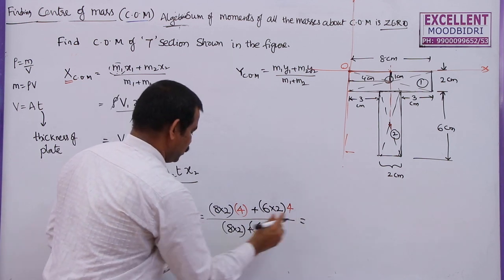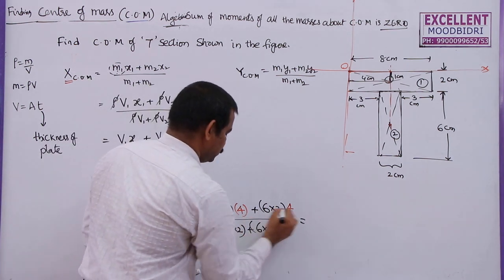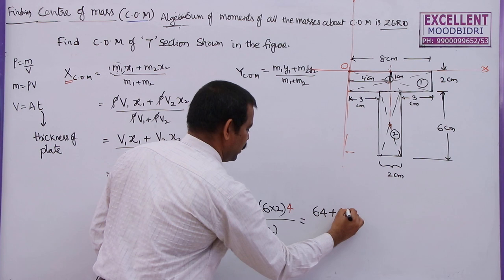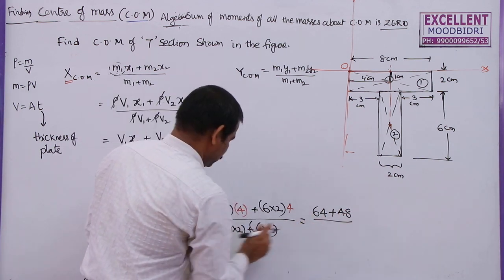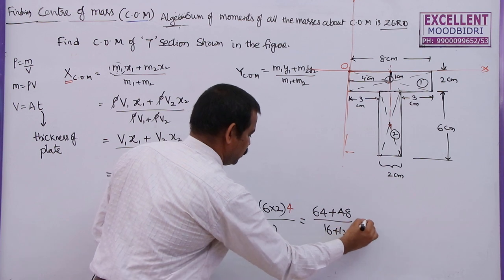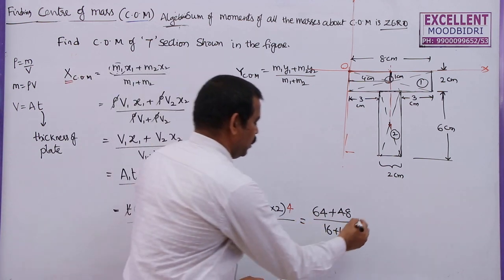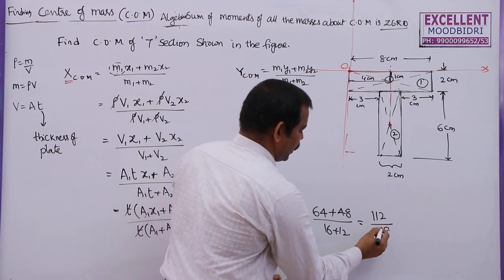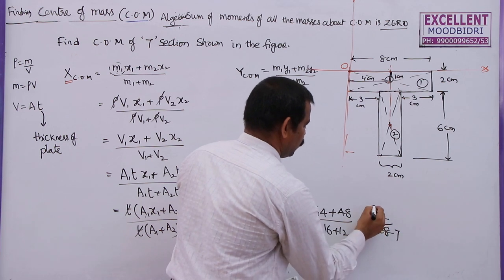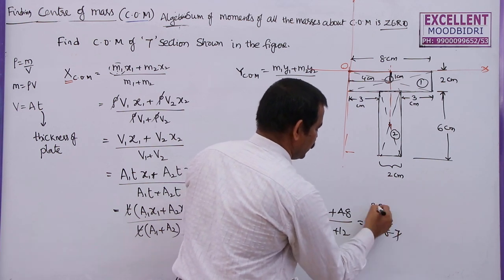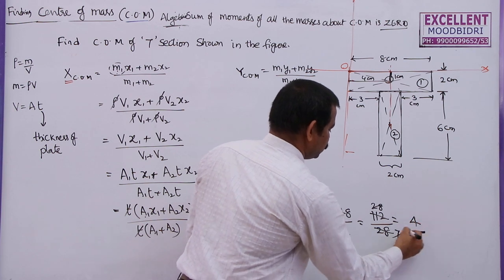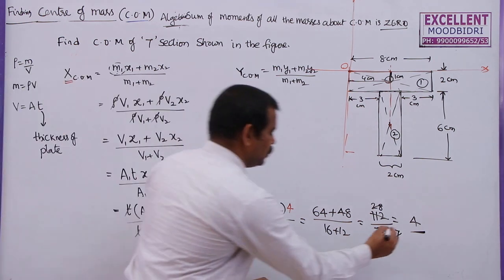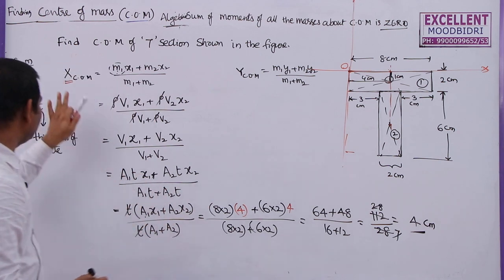So now you can write 8 2s are 16. 16 into 4 will be 64. This is 6 2s are 12. 12 4s 48, by this is 8 2s are 16 plus 12. So now 64 plus 48 is 112 by 28. So now you can cancel this with the 4 7s, 4 2s are 8, 32, 4 8s, 7 4s. So this is 4. So x coordinate of the system, as all these measurements are given in centimeters, so this is also centimeters. So we got this x coordinate.